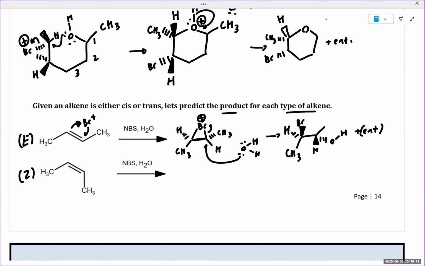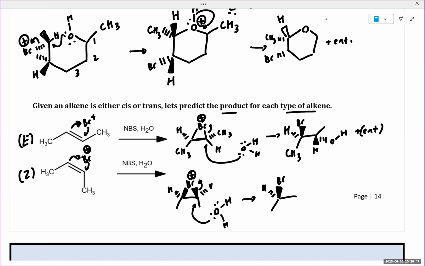Let's look at the second case for the Z alkene. Just like before, we're going to generate the bromonium ion. The bromonium ion is going to get attacked and opened up by water. In this case, we can attack on either side since they're equally substituted. And that in turn generates the following ring opening product.